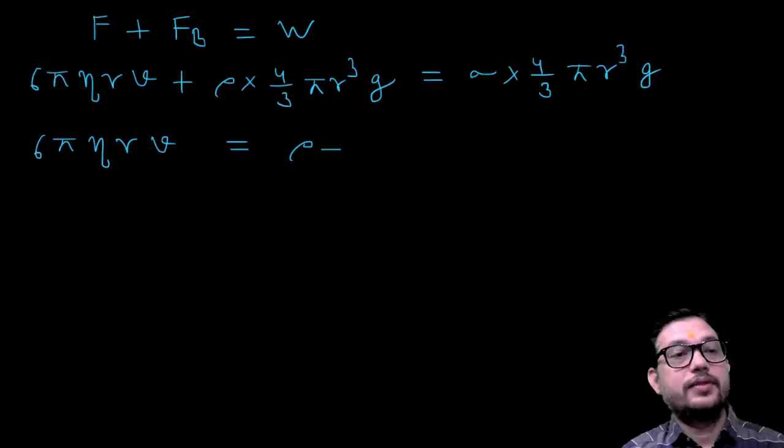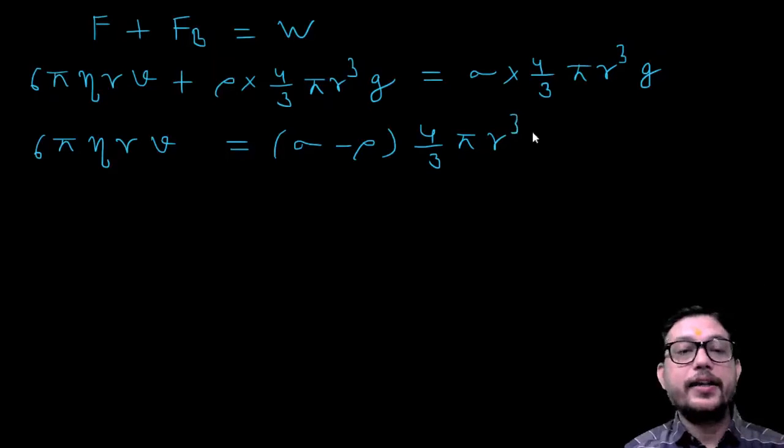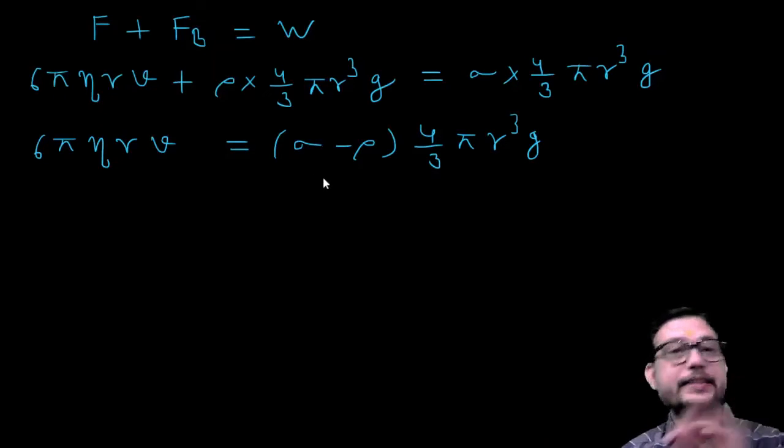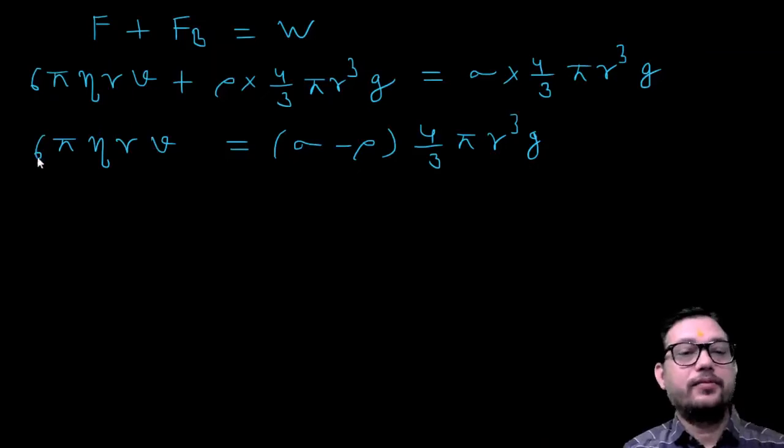Okay, so we will correct it and write it this way. So it will be sigma minus rho, times 4 by 3 pi r cube into g. I hope and I believe that up to here each and everything is clear to all of you. Okay, now we will cancel out what we can cancel.